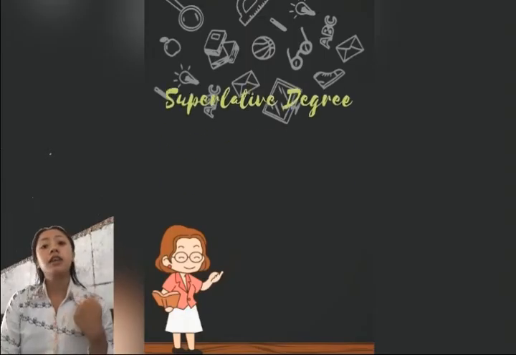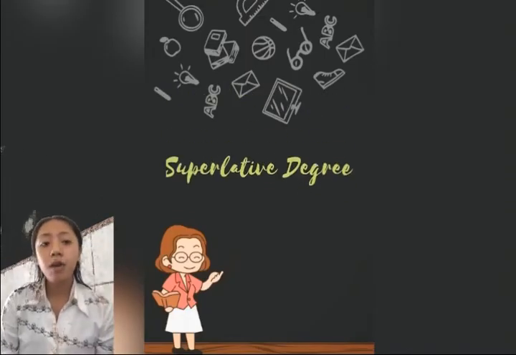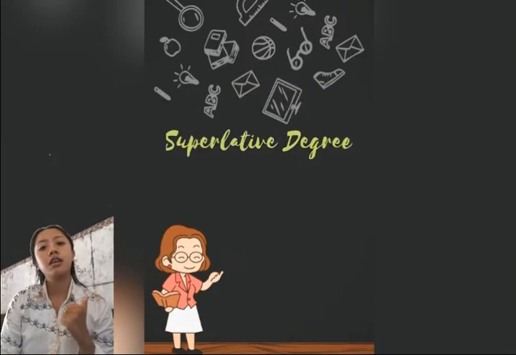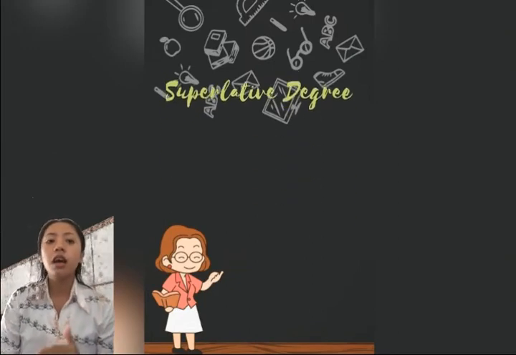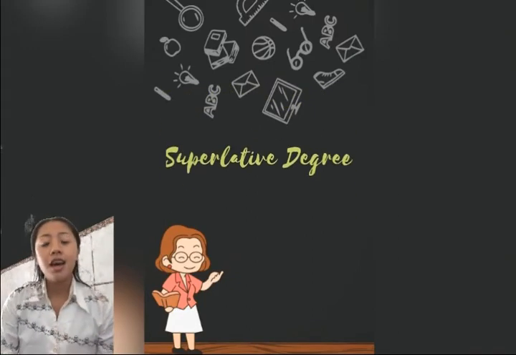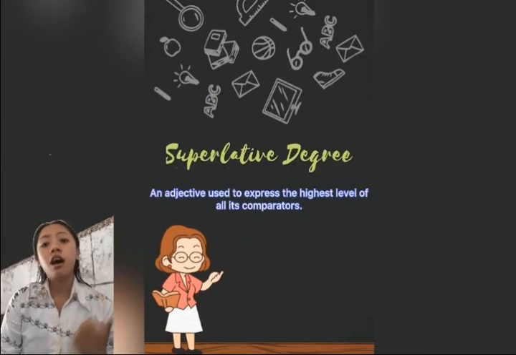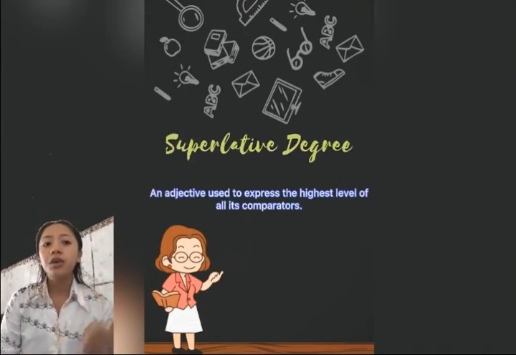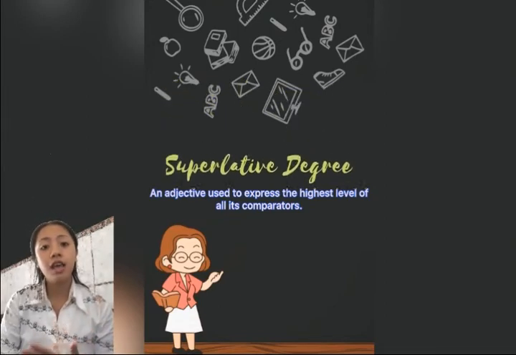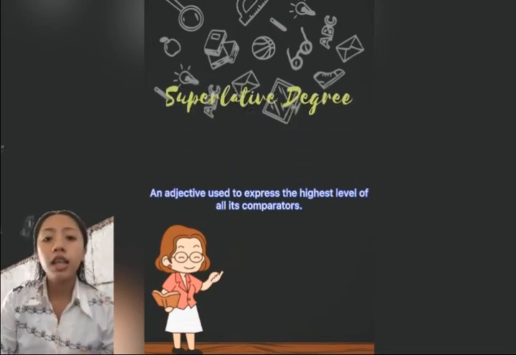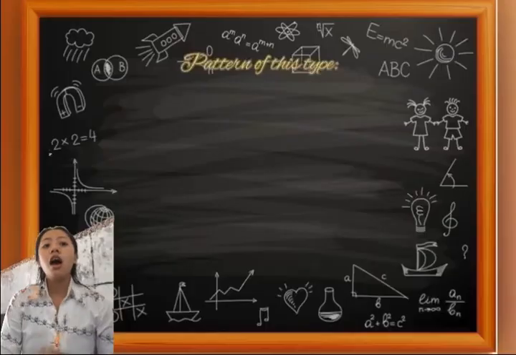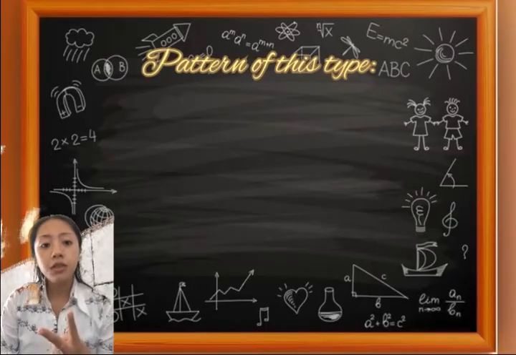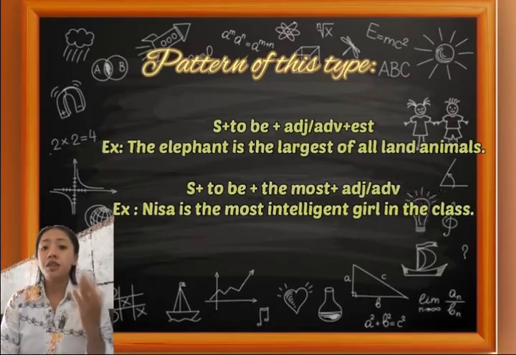And the last type of this material is superlative degree. The definition of superlative degree is an adjective used to express the highest level of all its comparators. There are two patterns of this type.